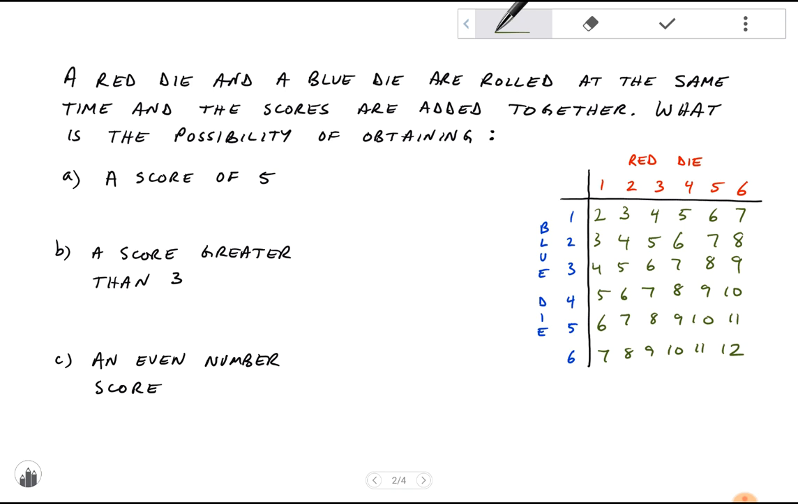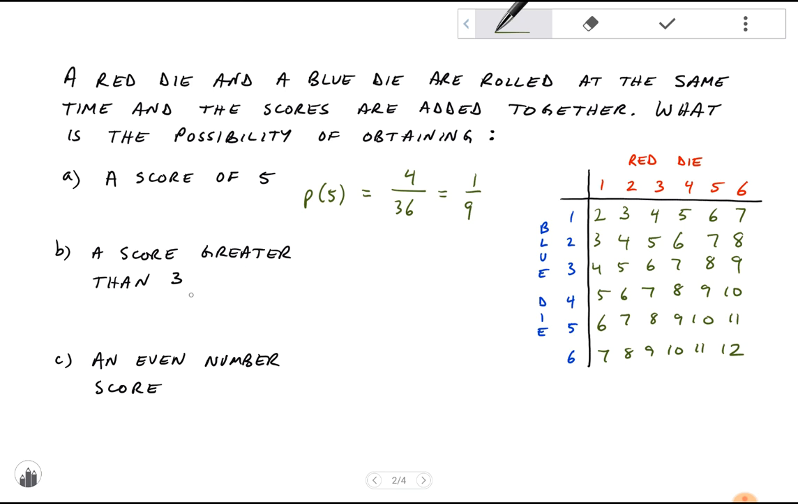36, okay? Let's answer A. What is the probability of obtaining a score of 5? Okay, so what you have to do here is look and find the 5s. There's one here, here, here, and here. Okay, there are 4 ways of getting a 5. So the probability of rolling a 5: there are 4 ways of getting it out of, we already said, the total possible outcomes is 36. And we can simplify 4 over 36 to 1 out of 9. So the probability of scoring a 5 is 1 out of 9.